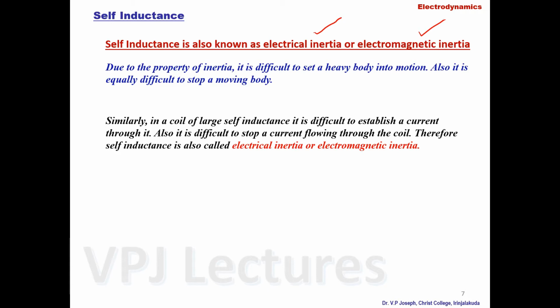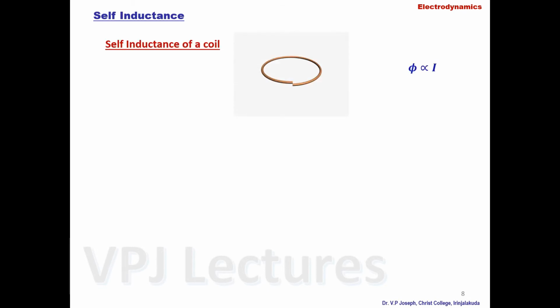Due to the property of inertia, it is difficult to set a heavy body into motion. Also, it is equally difficult to stop a moving body. That is for a massive moving body or a body in a stationary situation. Similarly, in a coil of large self-inductance, it is difficult to establish a current through it. Also, it is difficult to stop the current flowing through the coil. Therefore, the self-inductance is also called electrical inertia or electromagnetic inertia. So this is another name given to the self-inductance.